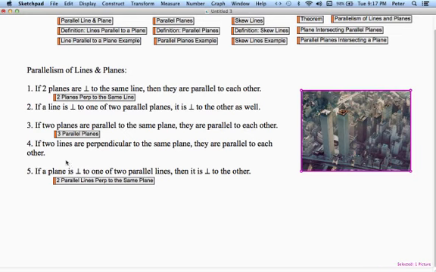Number 5 is just if a plane is perpendicular to one of two parallel lines, then it is perpendicular to the other. And why don't we just use the same example? The plane of the Earth is perpendicular to one of the World Trade Centers. Since the World Trade Centers were parallel, it will be perpendicular to the second as well.